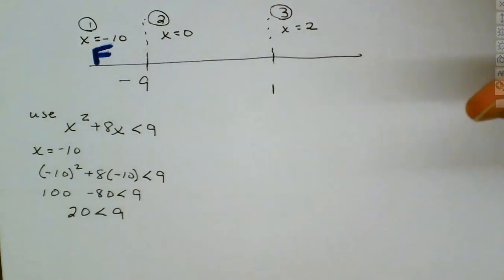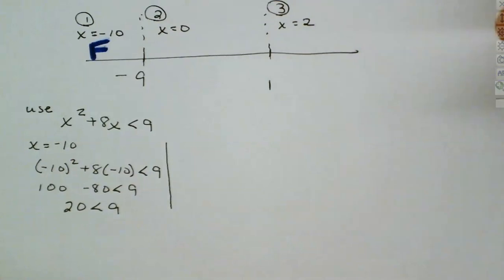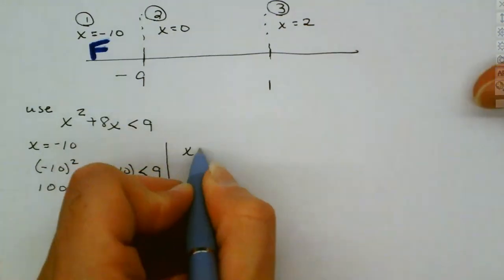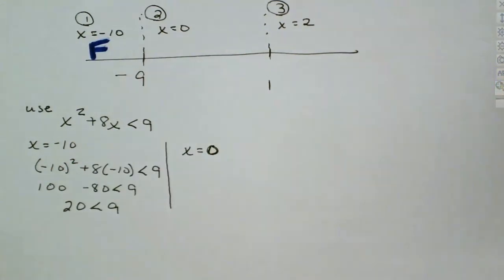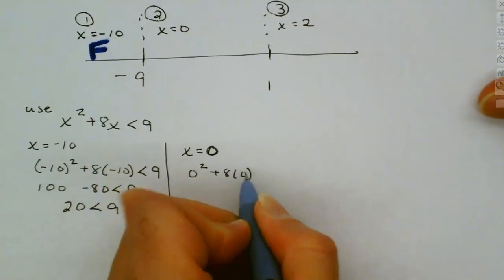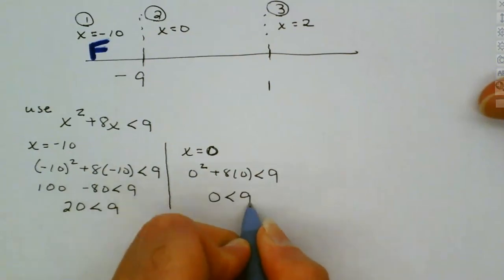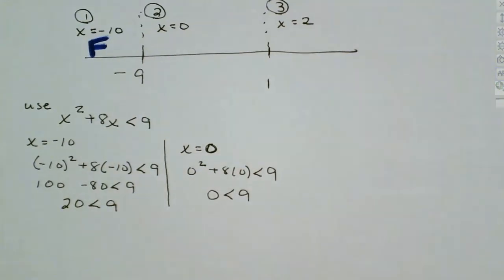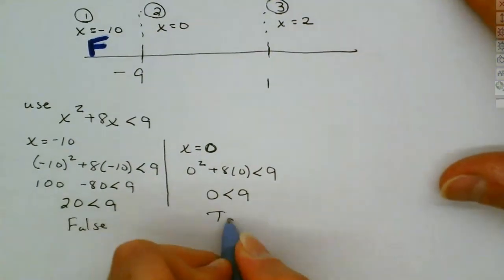Now we do the next one. And normally they will switch signs, but not always. So you need to check all 3. If you just assume they switch, you'll make a mistake. So let's pick 0. We've got 0 squared plus 8 times 0 is less than 9. That is 0. And is that true or false now? True. So this one was false, and this one was true.